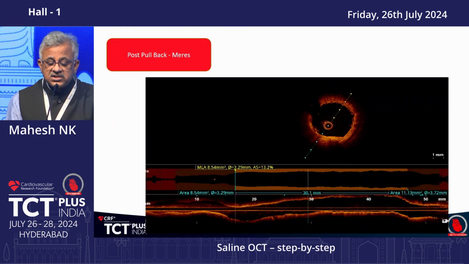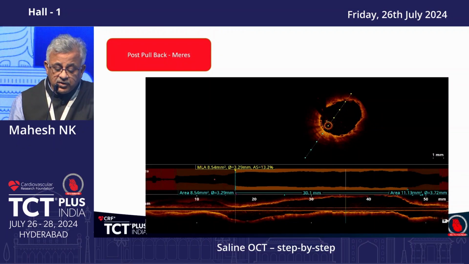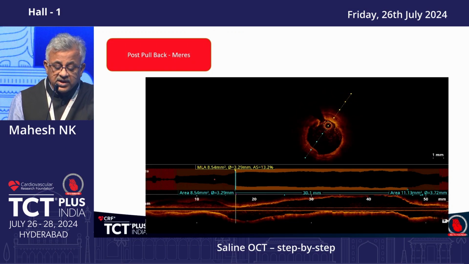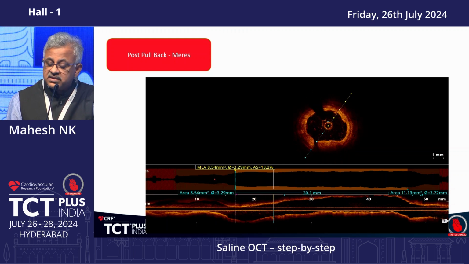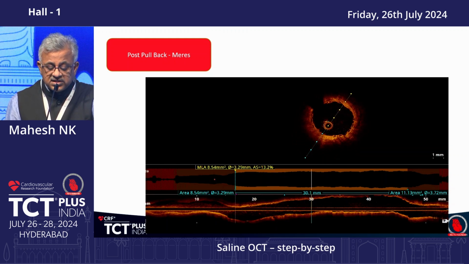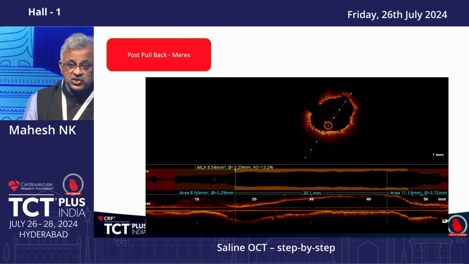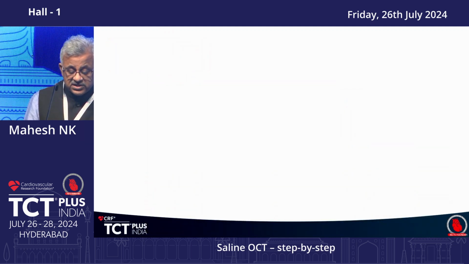This is an example of a MeRes. MeRes is a bioresorbable scaffold in the RCA. You can see that the pullback is excellent. You can see that the struts of the stent can be seen very well, and the RCA is a huge vessel with an area of 11.13 millimeters squared. As you can see, you get excellent results.